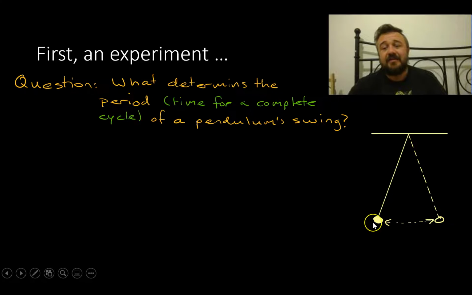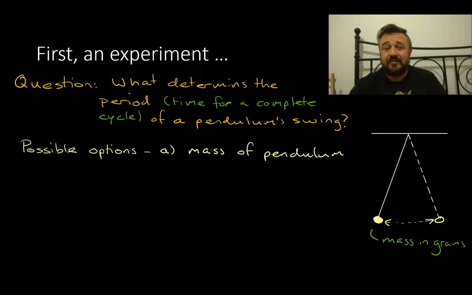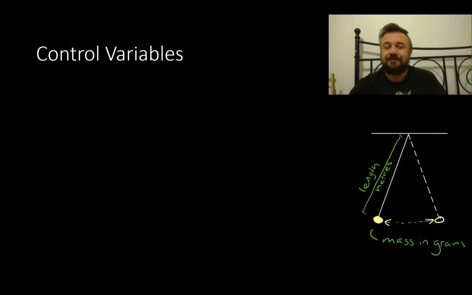That's straightforward, right? That's our pendulum. And what is it that determines the time? There's heaps of options I can think of off the top of my head, but there's two we'll start with. We'll start with the mass of the pendulum, so how heavy it is, which we measure in grams. Or the length of the pendulum, which we would measure in meters. We could measure it in centimeters, probably should, but meters is the unit that we use.